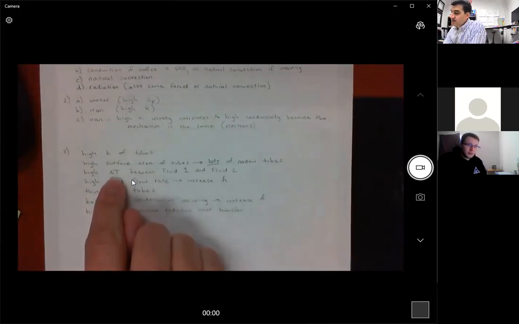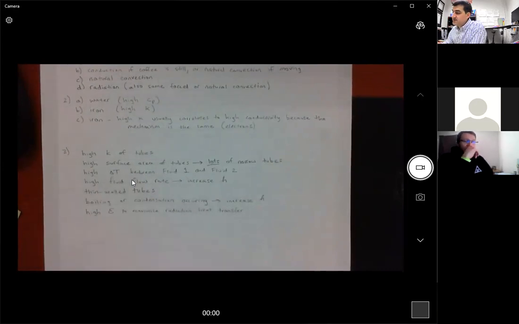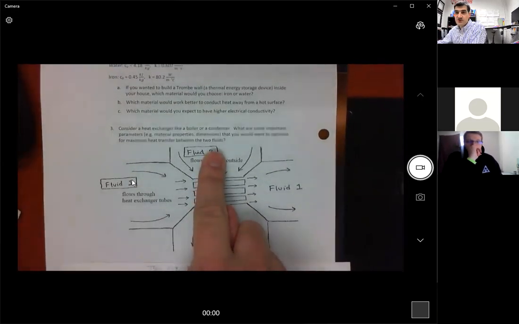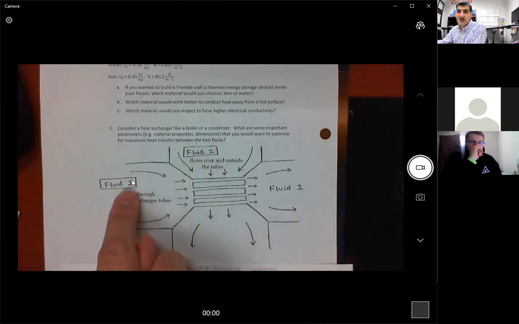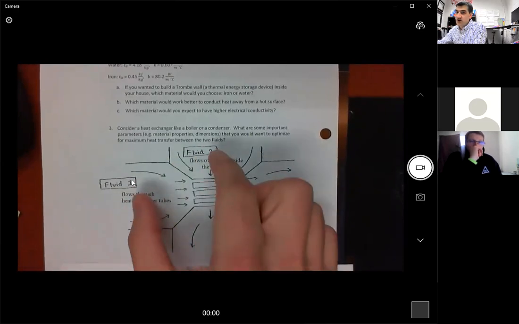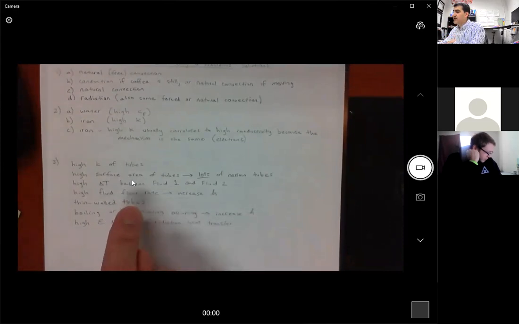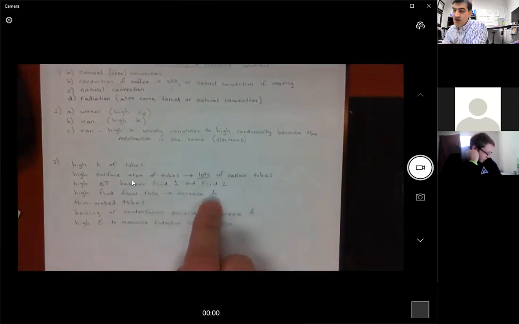We'd also get more heat transfer if we had a high delta T. So if we're trying to cool the liquid down, like let's say we're trying to cool down fluid 2, well then we should try to use a fluid 1 that is as cold as possible to get us a large delta T between these to get as much heat transferred as possible. Also, a high fluid flow rate is going to increase our convection heat transfer coefficient. And we haven't talked a whole lot about that yet, but we will next week on Monday.